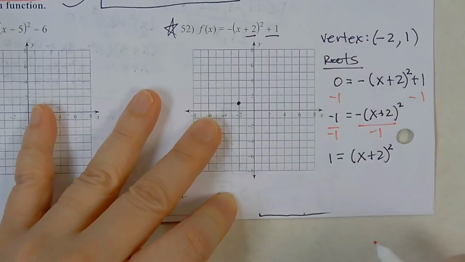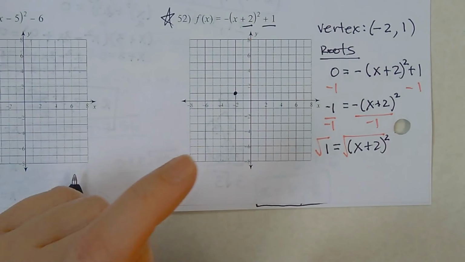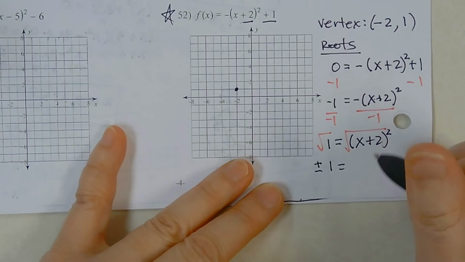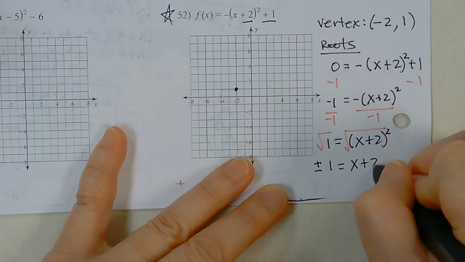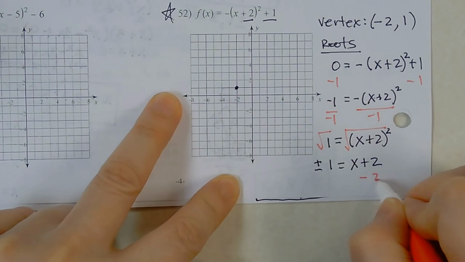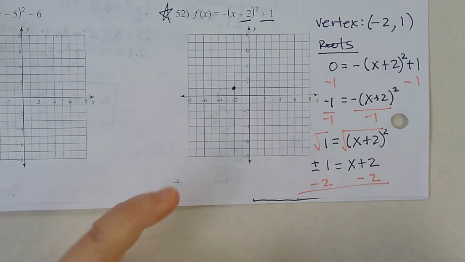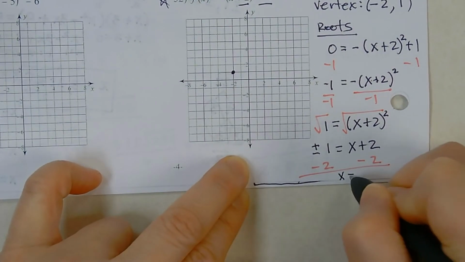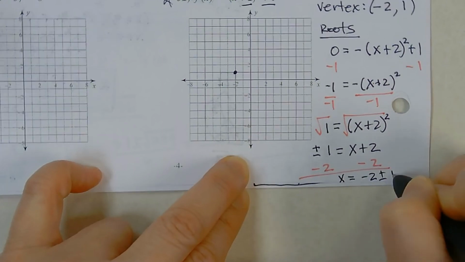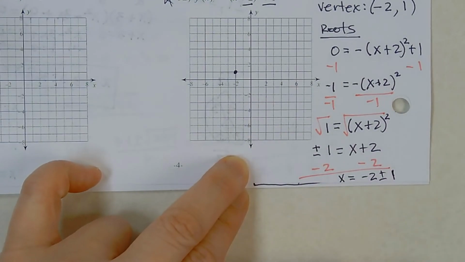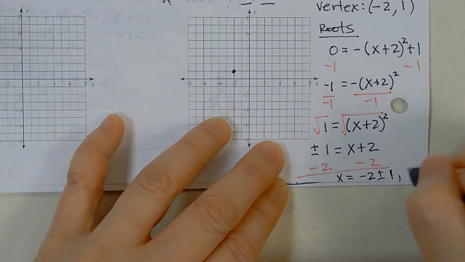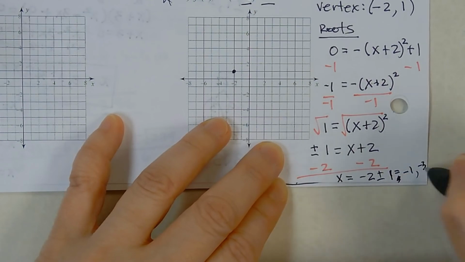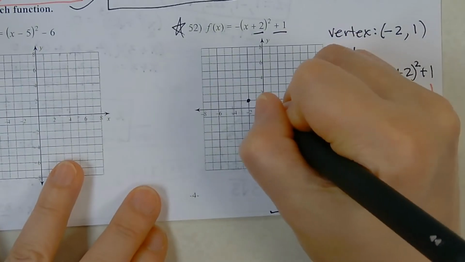And then how to get rid of that square? Square root it. All right, so now we get plus or minus 1. Remember, because what's the square root of 1? 1. x plus 2. And we're going to subtract 2 from both sides. And then we're going to get x is equal to negative 2 plus or minus 1. Now, what is that? Negative 2 plus 1 is negative 1. Actually, I should say equals. Negative 2 minus 1 is negative 3. All right, so we're at negative 1 and negative 3.